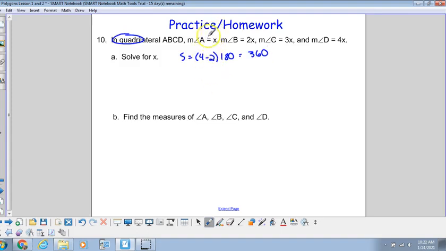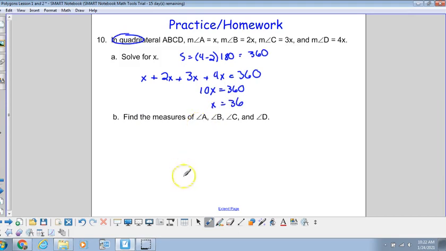So we're going to write an equation that says number 1 and number 2 and number 3 and number 4 add up to be 360. So that first one is x. The second one is 2x. The third one is 3x. The fourth one is 4x. And that sum is 360. You can do the algebra on this, or you can go over to Desmos. I'm actually going to do the algebra here. This gives us 10x equals 360. And when we divide by 10, we get that x is 36.